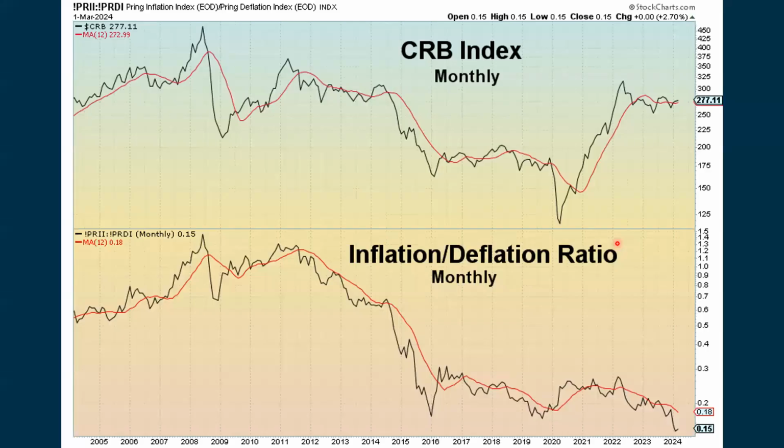We also keep an eye on inflation. On top, we have a monthly chart of the CRB index. That's commodities, and it's pretty much been chopping sideways lately. And then on the bottom, we have a monthly ratio between inflation and deflation. When this is going down, that means that inflation is going down. When this is going up, that means deflation is actually going up as well. And so we're seeing where inflation is really dropping off currently.